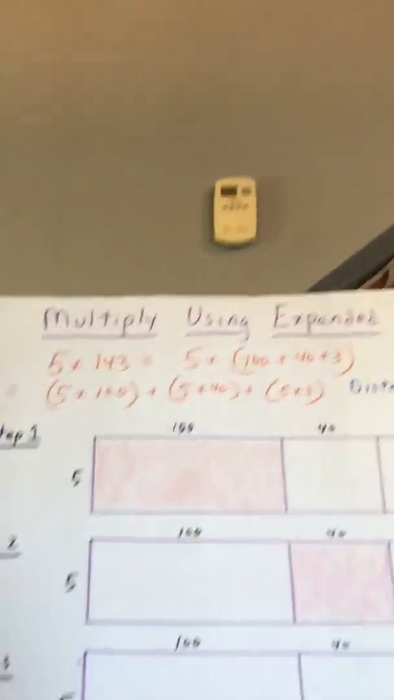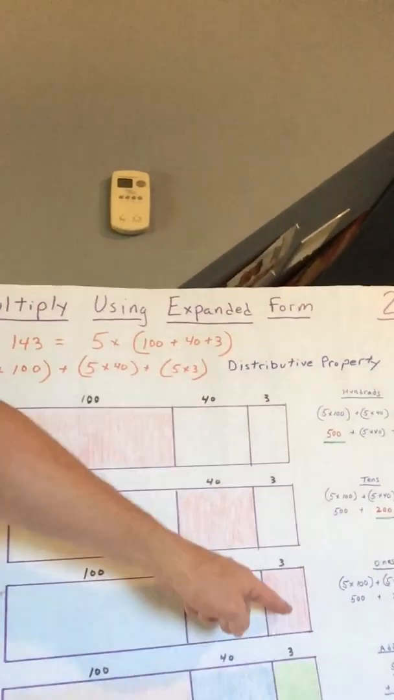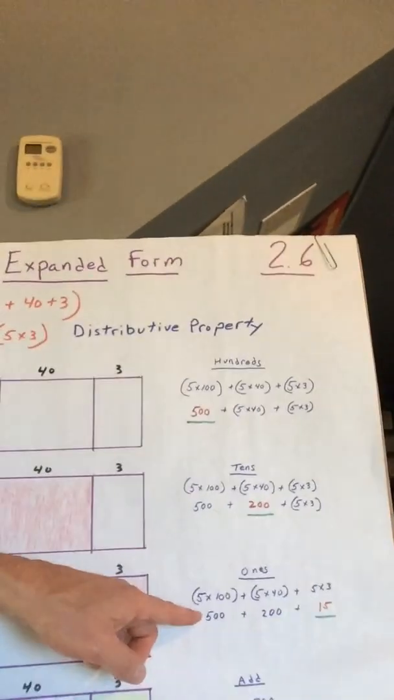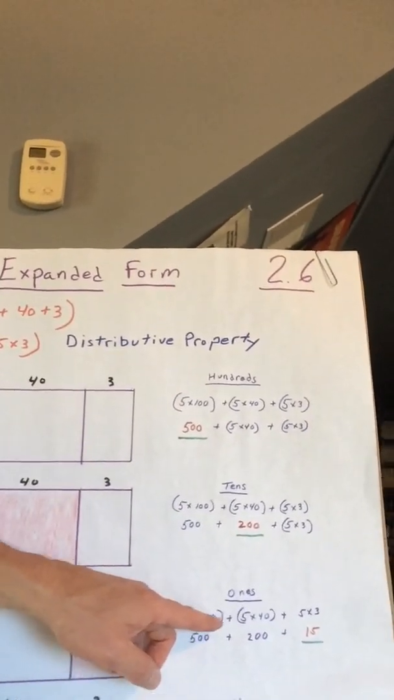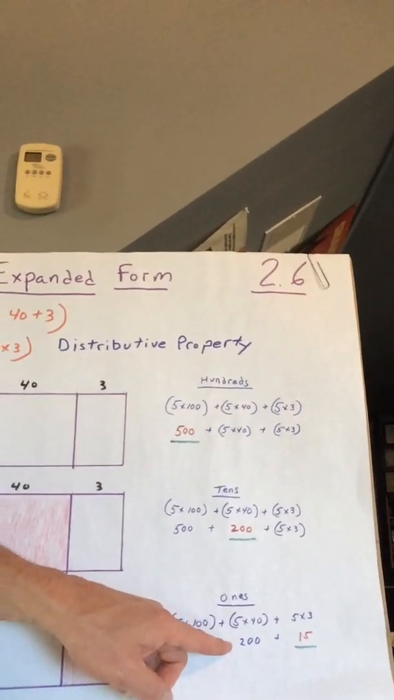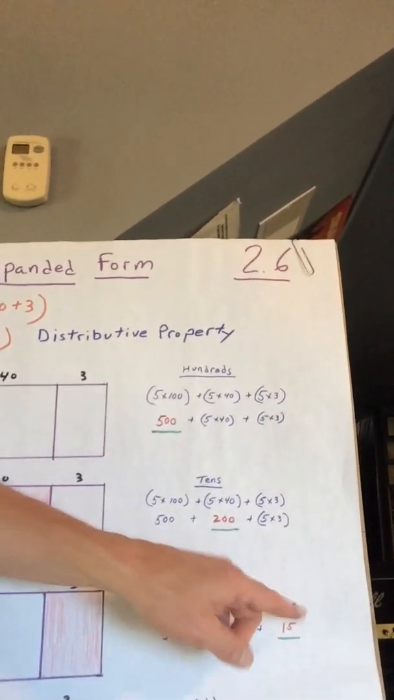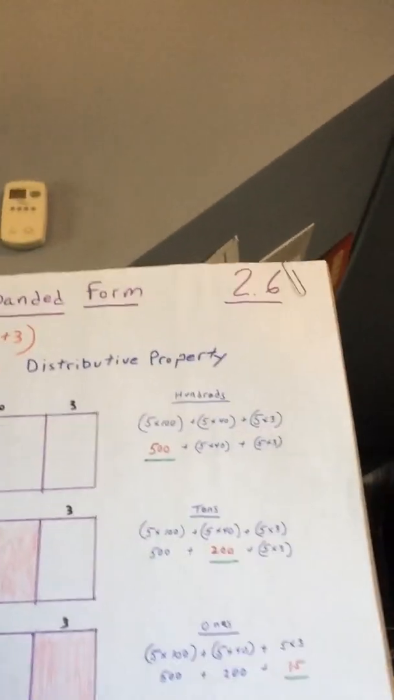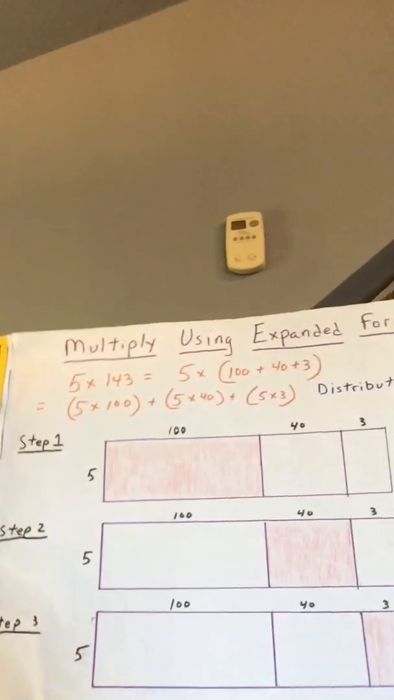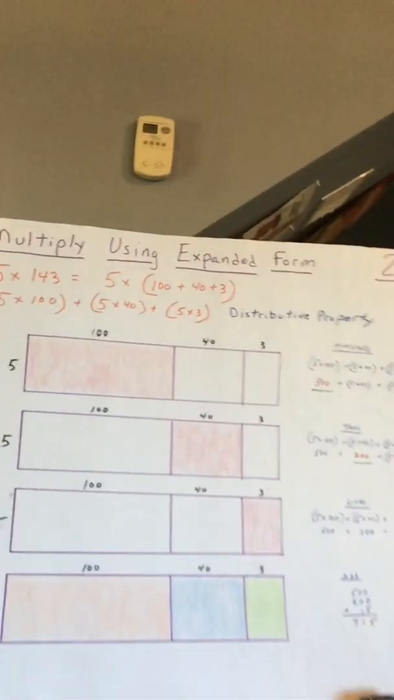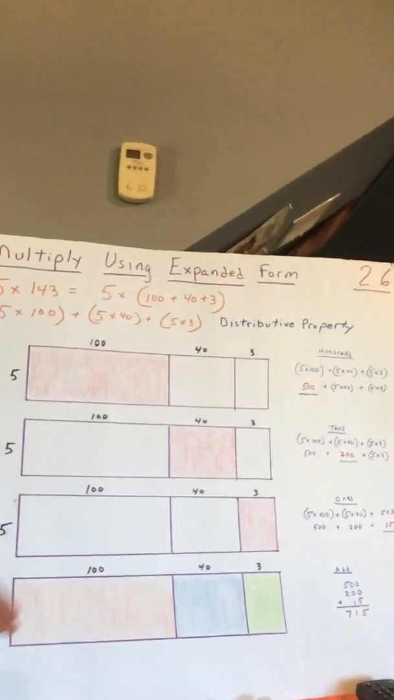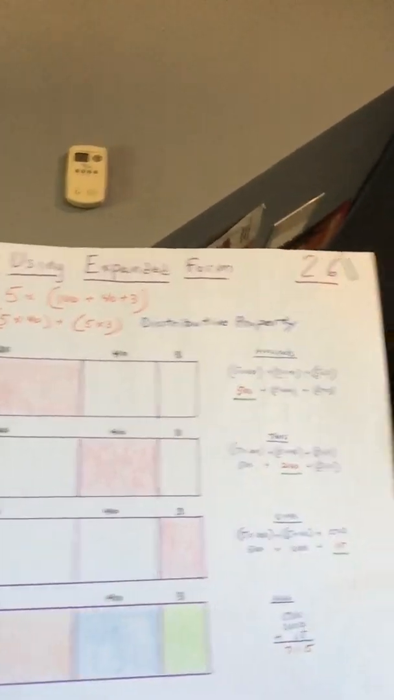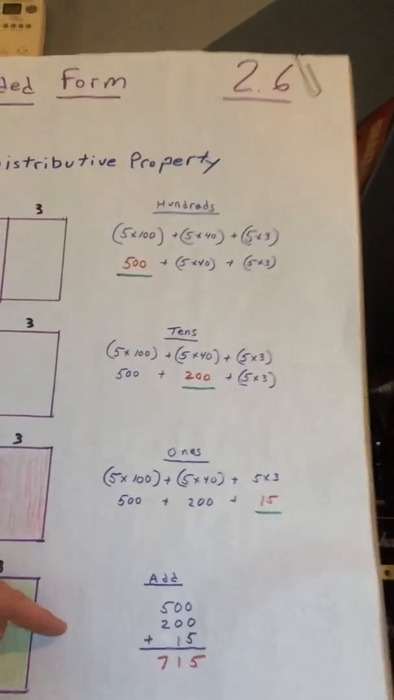Now, over to step 3, we're going to work on our last rectangle. We've already done 5 times 100, and we've already done 5 times 40. Now we're going to do 5 times 3, which we know equals 15. Now, the last step, step 4: if you notice on the diagram, I've colored in every rectangle because we've solved for every rectangle. And over here, you're going to see where I add them up.